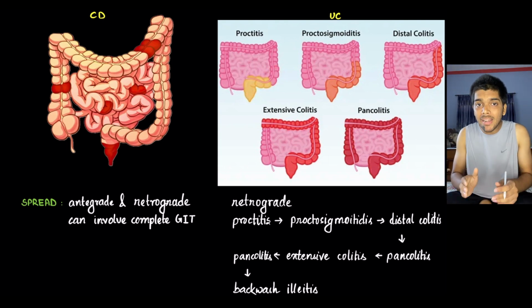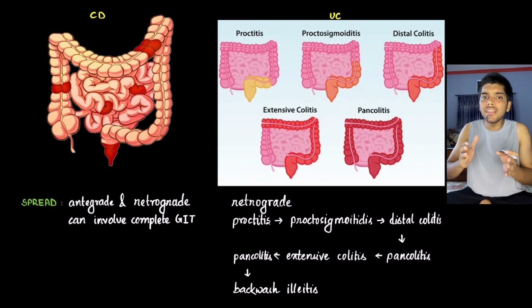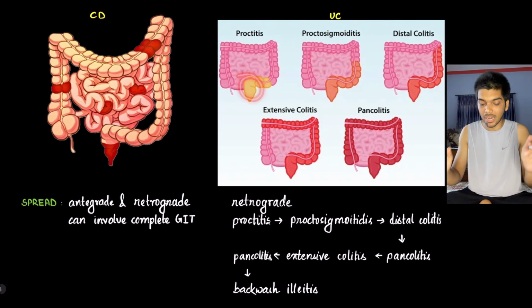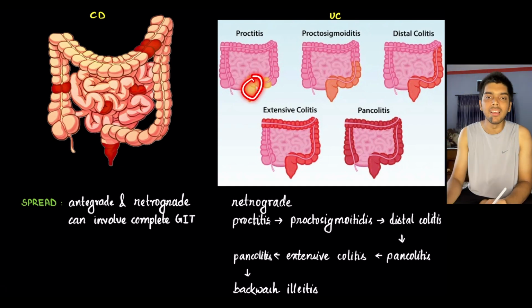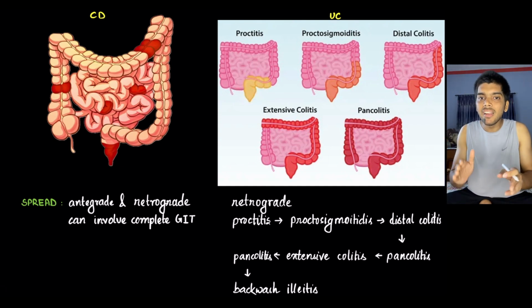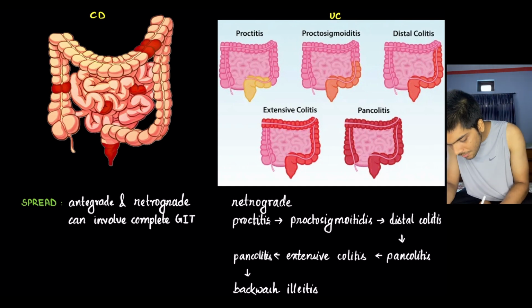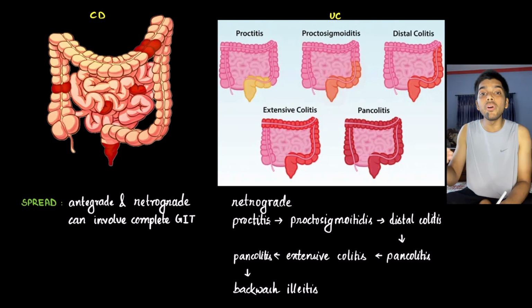Now, depending on how much part of the intestine is involved, it is of different types. So it begins at the rectum, we know that. If only the rectum is affected, that is proctitis. The lesion is within the rectum only, that is proctitis. Procto refers to rectum. If it involves the rectum and goes backward and spreads into the sigmoid colon as well, it is proctosigmoiditis.